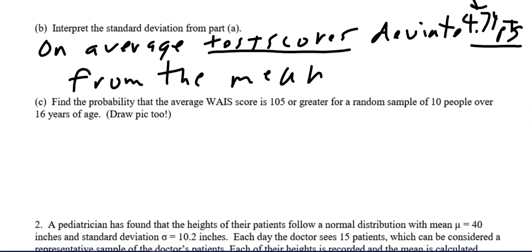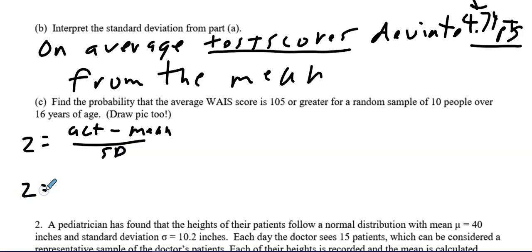Now it says, find the probability the average WAIS score is 105 or greater for a random sample of 10 people over 16 years of age, and draw a picture. So we need to find our z-score first. And remember, our z-score, I'll put the rough formula, is our actual minus our mean divided by the standard deviation.